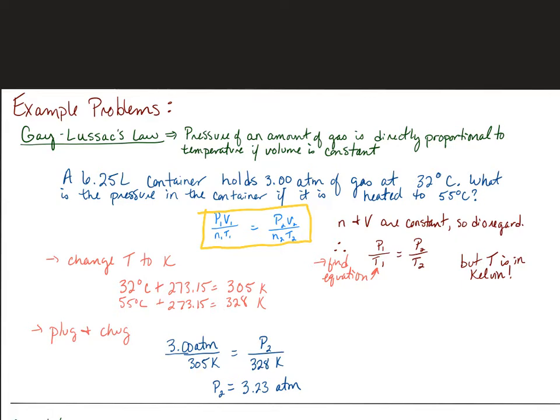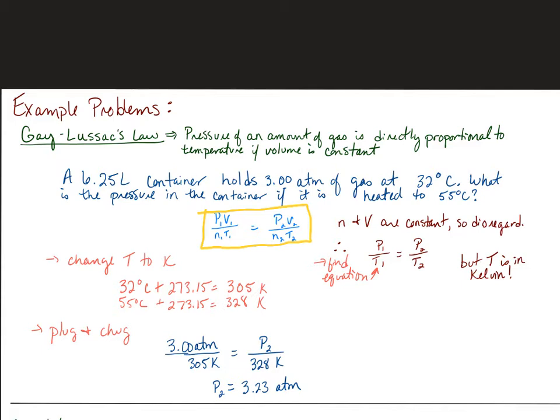And if we look at each of these questions individually, the first thing we need to do is figure out what is held constant, take that out of our equation, and then just figure out what the problem is. So, as a demonstration of Gay-Lussac's law, where the pressure of an amount of gas is directly proportional to temperature if volume is constant, we have an example problem here where a 6.25 liter container holds 3 atm of gas at 32 degrees Celsius. What is the pressure of the container if it is heated to 55 degrees?